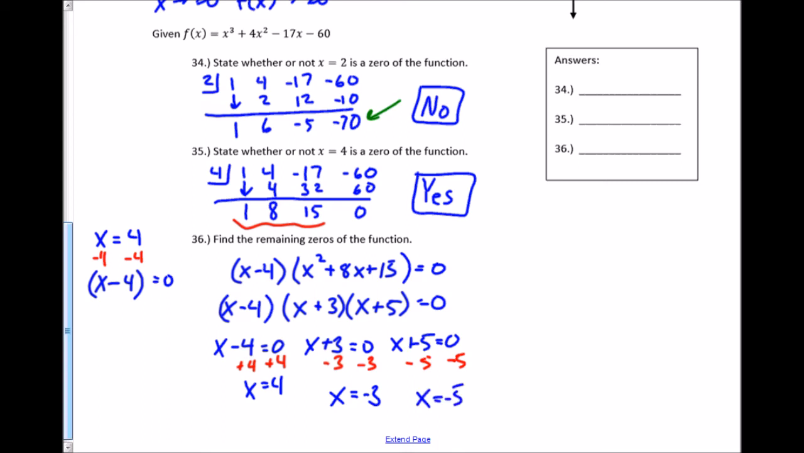So those are my three solutions. Negative 5 and negative 3 were the two remaining solutions, the two that I did not have before. And that's it. So I'm essentially factoring by division.